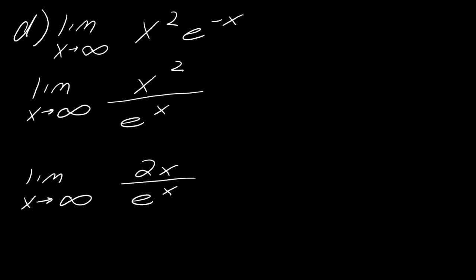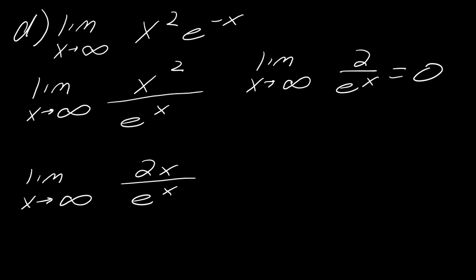All right, so taking one more derivative, I've got the limit as x approaches infinity of 2 over e to the x. Now in this case, I no longer get infinity over infinity. Instead, I get that this is going to infinity in the denominator, and we know that when the denominator is going to infinity, the entire expression is going to 0. So now I finally have a definitive answer. It's 0.